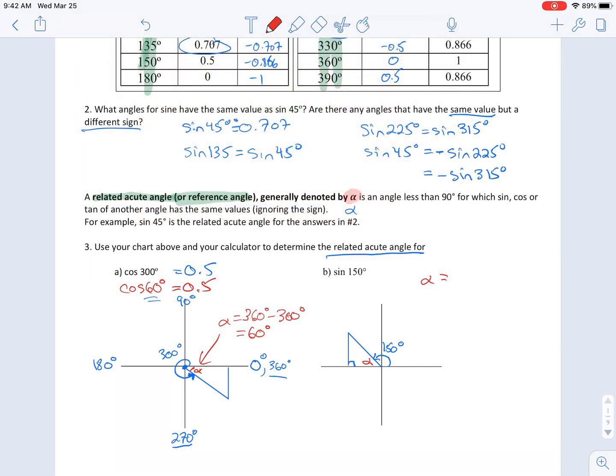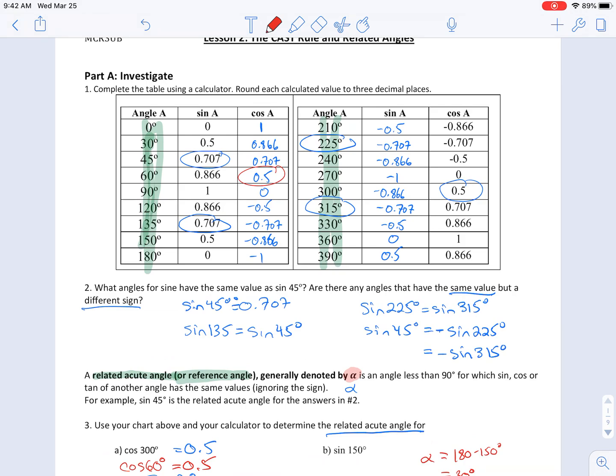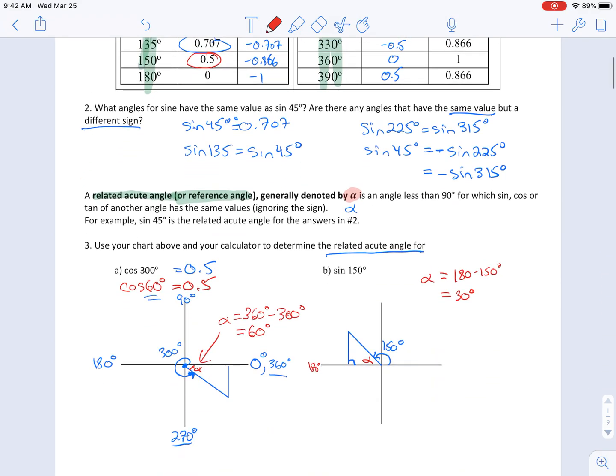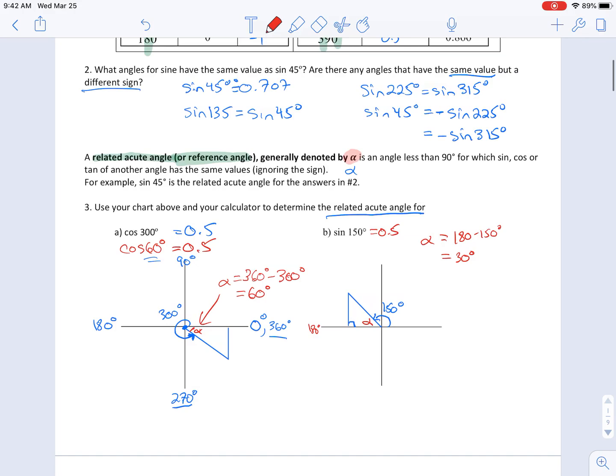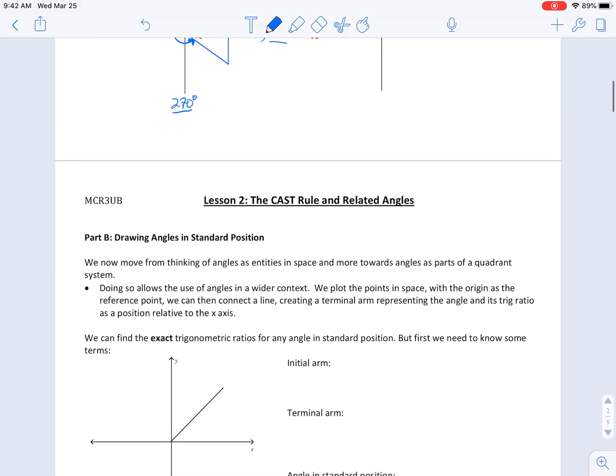And so alpha in this case, if you think of this being 180, is going to be the difference between 180 and 150, which gives me 30 degrees. If you look back to our table, we should find that sine of 150 is equal to the sine of 30, which it is. Both of these are equal to 0.5 or 1/2. They just happen to be the same as part A, but that's just coincidence. So in these cases, you're always going to have another angle that's going to be referenced, and knowing these different things is going to be really important.